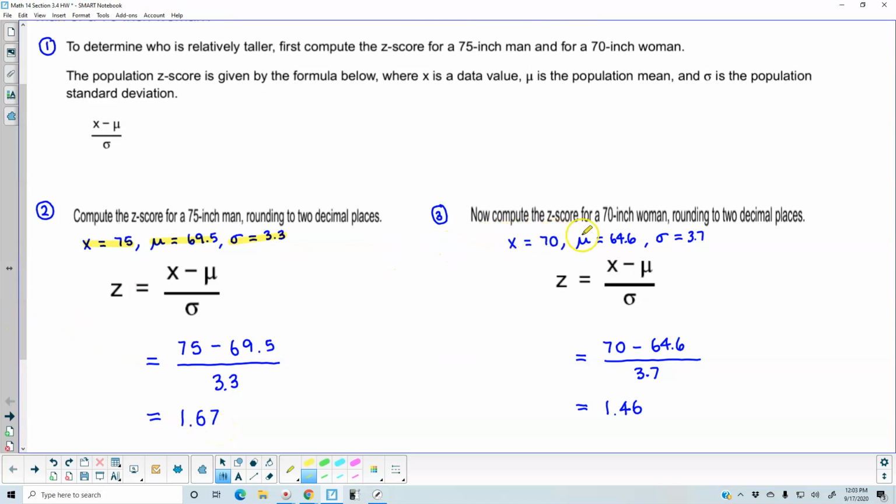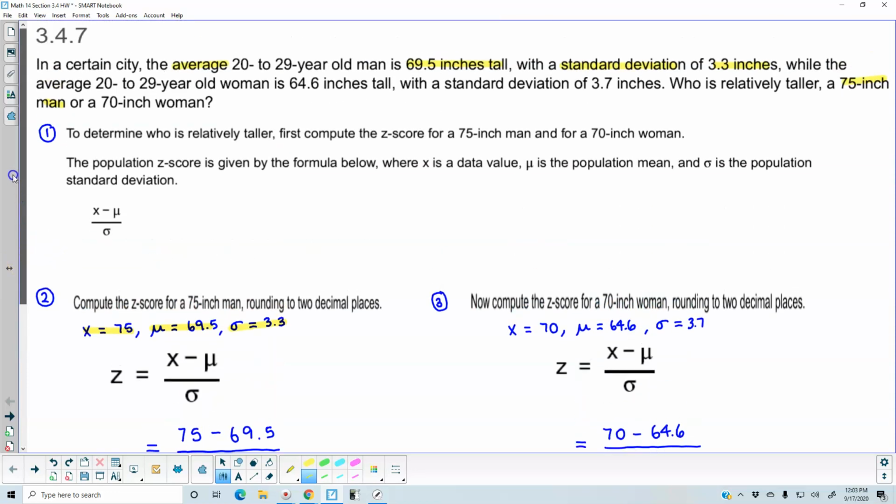Now we want to compute the z-score for a 70-inch woman, rounding to 2 decimal places. So let's come back up here to the sentence. We can see here that the average 20 to 29-year-old woman is 64.6 inches tall. So that means the population mean for women in that age category is 64.6. And then we also know that the standard deviation for women is 3.7 inches. So sigma is going to equal 3.7.